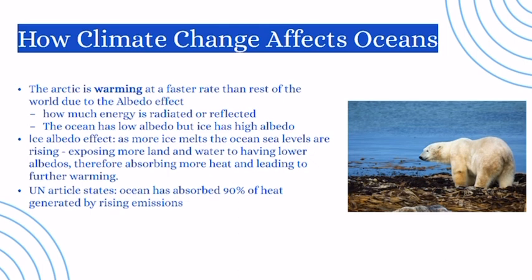With the ice albedo effect, as more ice melts, the ocean sea levels are rising, exposing more land and water to having lower albedos, therefore absorbing more heat and leading to further warming. A UN article states that the ocean has absorbed 90% of the heat generated by rising emissions.